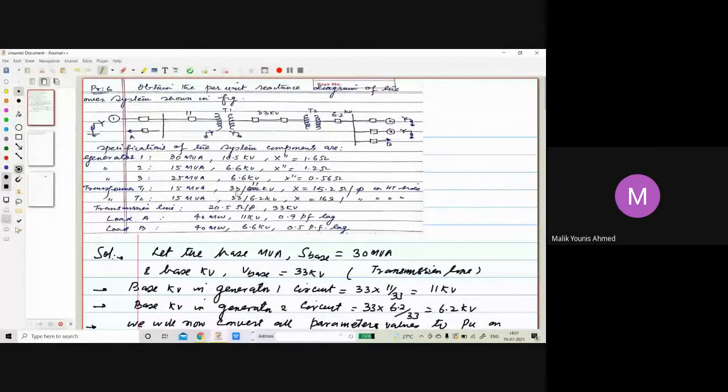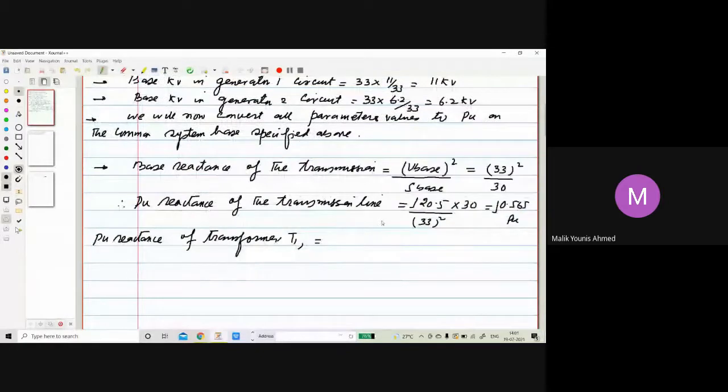Sorry, what's the transformer? Yeah, 11 kV. Okay. Yeah, same thing. V base, if you go for the 11 kV side, V base square divided by S base is the same. So this is the base value per unit, which I'm writing here. If I write the per unit reactance value, that will be the actual value divided by the base value.